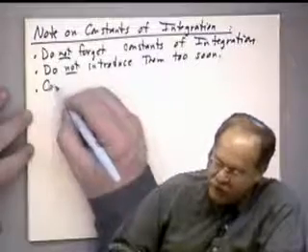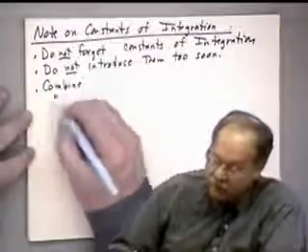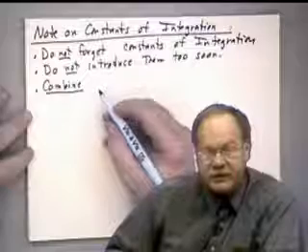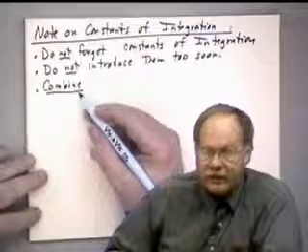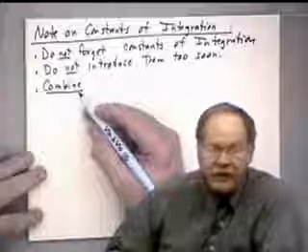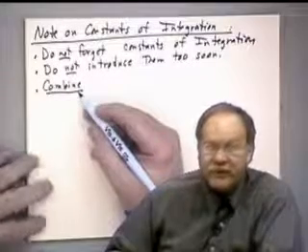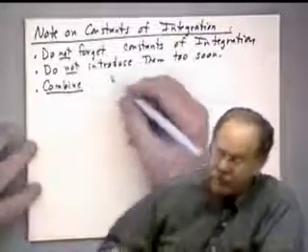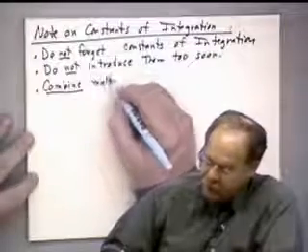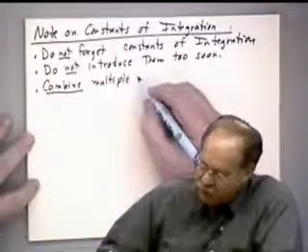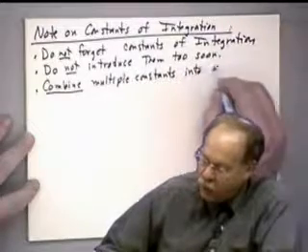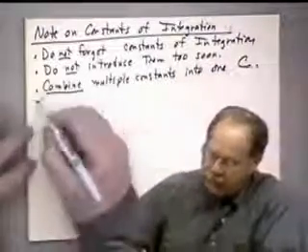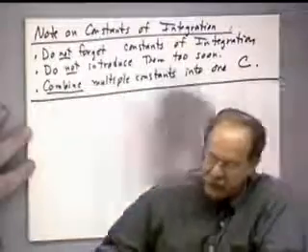And finally, when you get multiple or apparently multiple constants of integration in a problem, you simply combine them all into one letter C. Because they're all arbitrary, and whether you add, subtract, or multiply them, they're still arbitrary. So you can call them all a single object. So we can combine multiple constants into one, C. All right, let me show you what I mean in practice here.